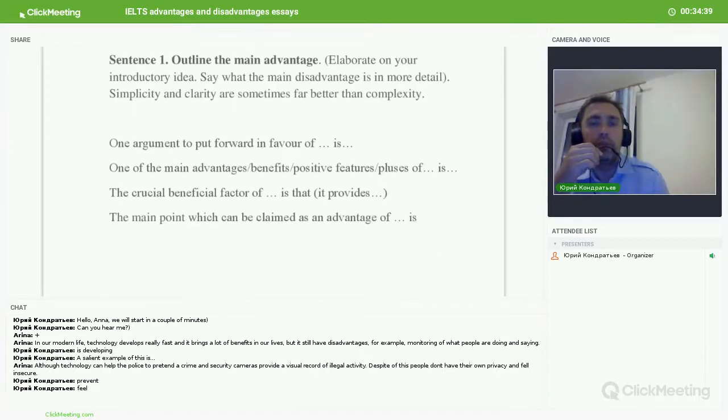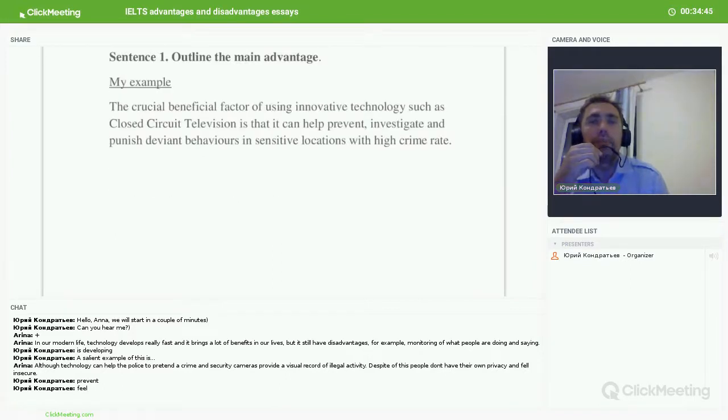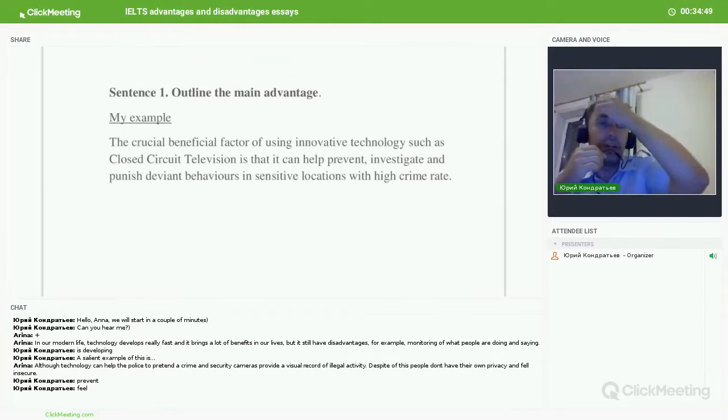If you have your examples, feel free to write them in the chat, and I will give you commentaries on how to improve them if there is room for improvement. So here is my example. I outlined the main advantage.